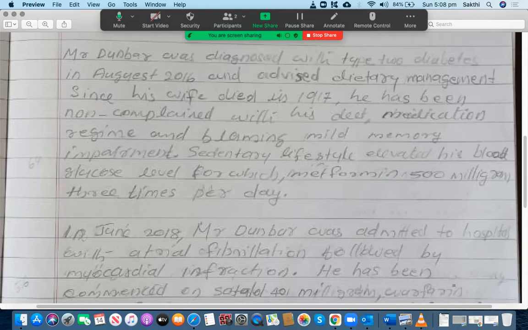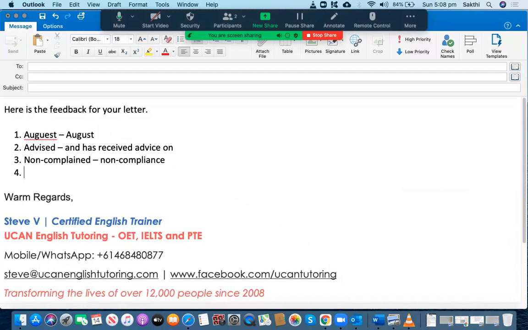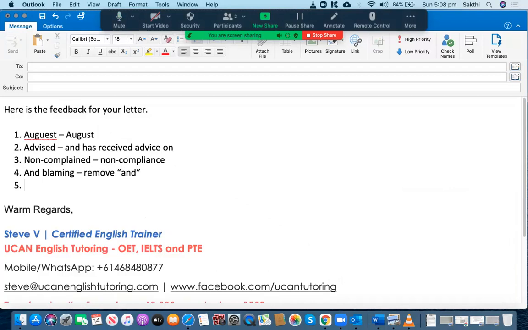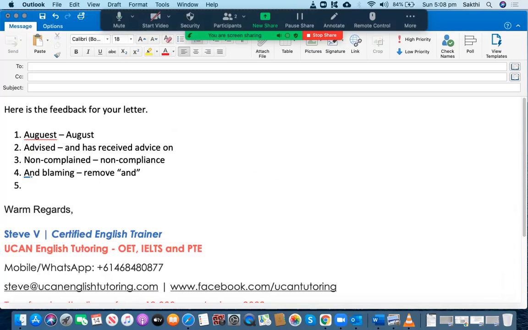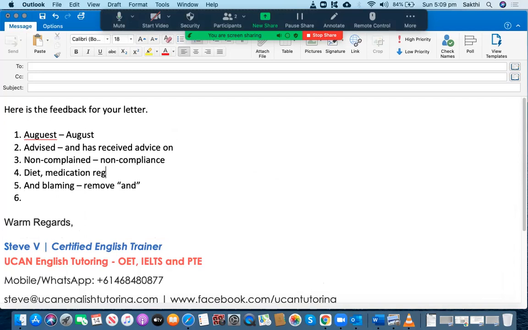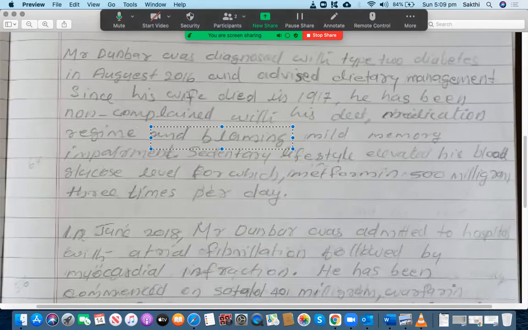And blaming mild memory impairment. Okay, all right. So what you should have done is, instead of that, you could have removed and, just remove and. That's one way of writing it. And then the other one is, otherwise, diet, medication regime. If you have to write this one, diet and medication regime, you should have mentioned and in between: diet and medication regime. Okay, blaming whatever the things, otherwise you could have mentioned due to mild memory impairment. All right, or because of, or due to, or owing to, you could have mentioned, otherwise blaming something.